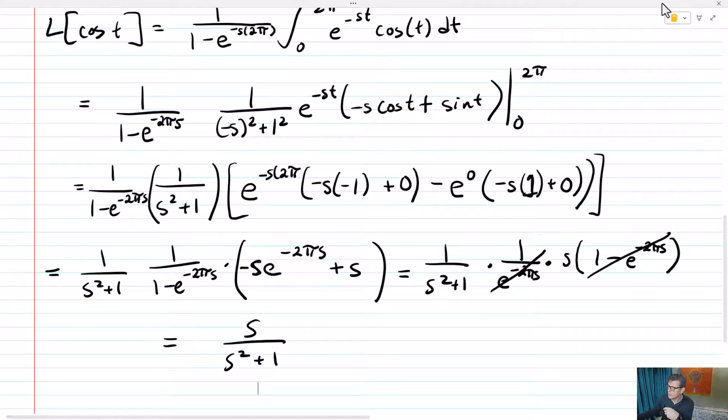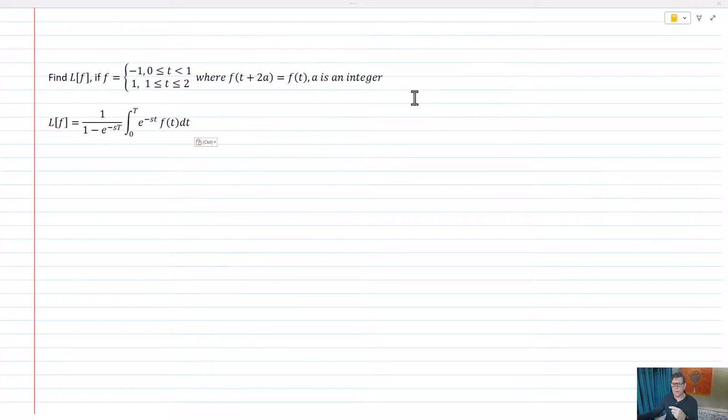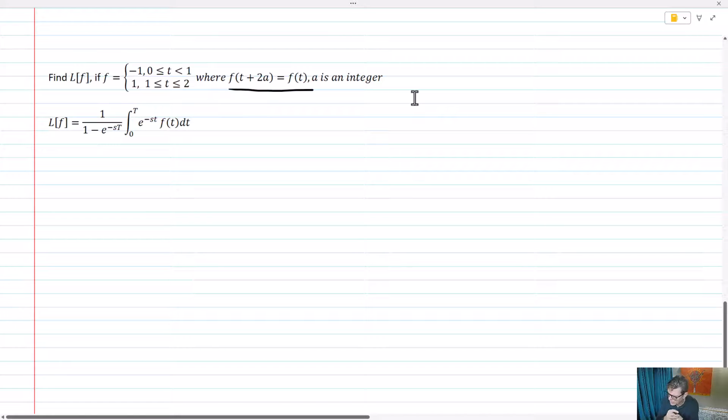Let's do another example. So now what we've got here is a function that's piecewise. We're going to find the Laplace transform for f, and f is going to be negative 1 when t is between 0 and 1, and 1 when t is greater than or equal to 1 and less than or equal to 2. And then we're going to see that it's defined as periodic because we've got this here: f of t plus 2a equals f of t if a is an integer.